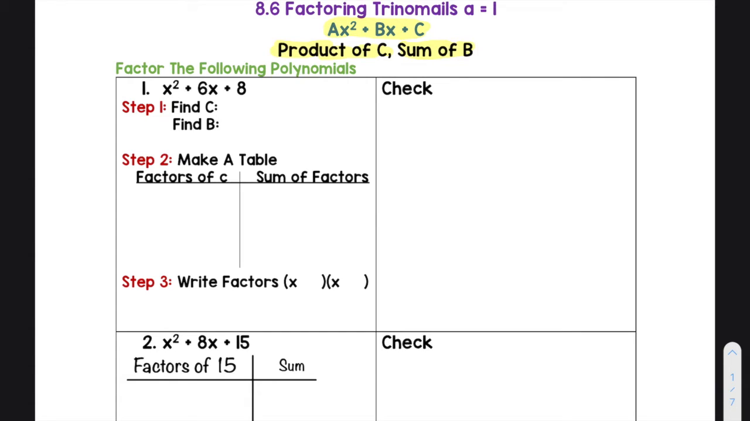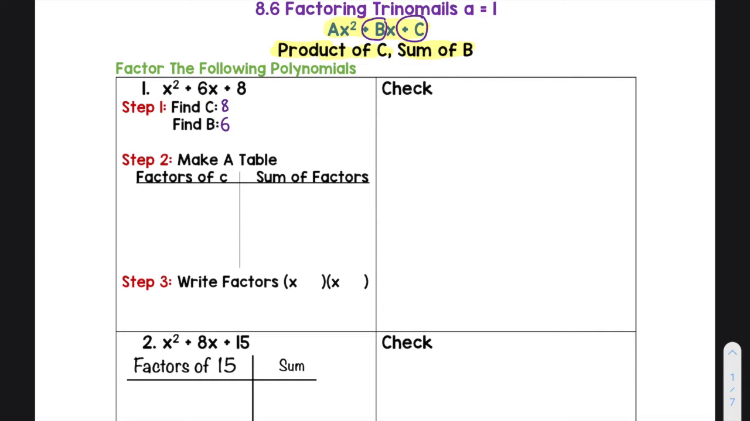So in our first problem here, I list the 3 steps in finding the factors, in which step 1 is to find c and b, or the coefficients. C, as you can look at the top, is the coefficient without a variable. In this case, c is 8, and b is the coefficient with the term with the x. So in that case, that would be 6.